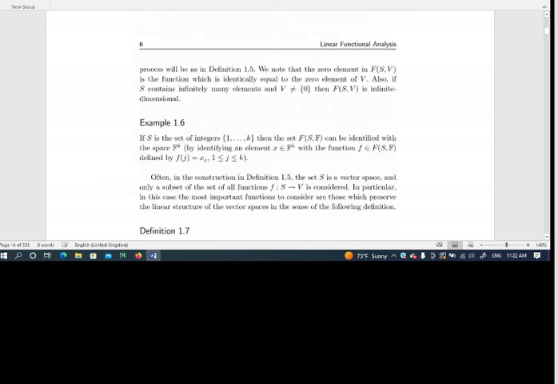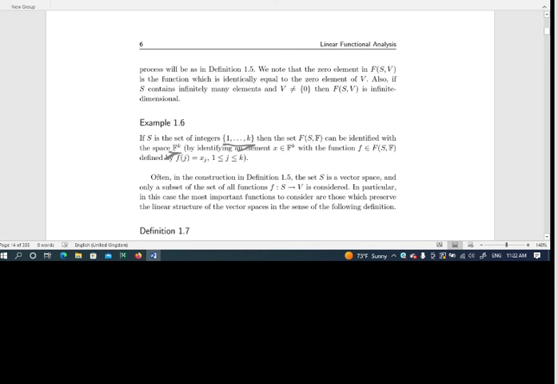So there are some examples. Example 1.6: if S is the set of integers 1 to k, then F(S, F) can be identified with F^k.